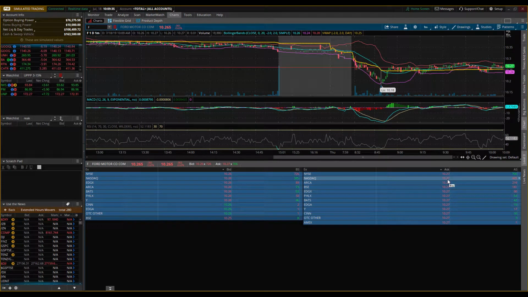Moving on to the ask, it's the same. You have the exchange here. You then have the asking price. This is what people are looking to sell the security for. And this is the amount of shares that are looking to get sold at this specific price.